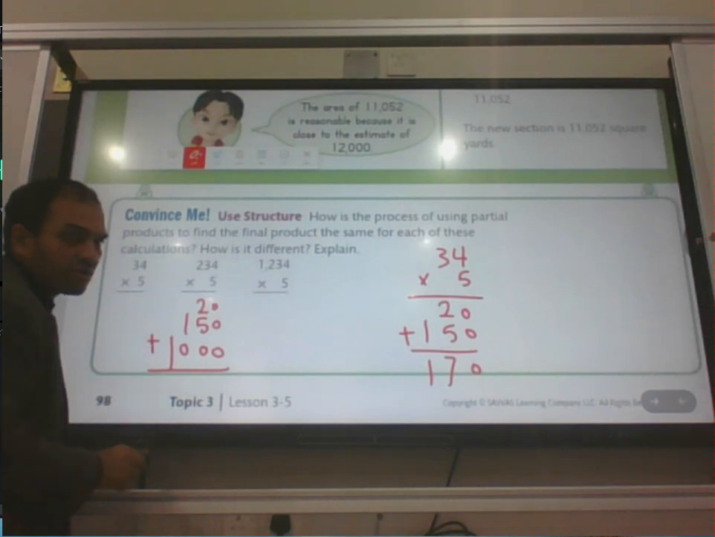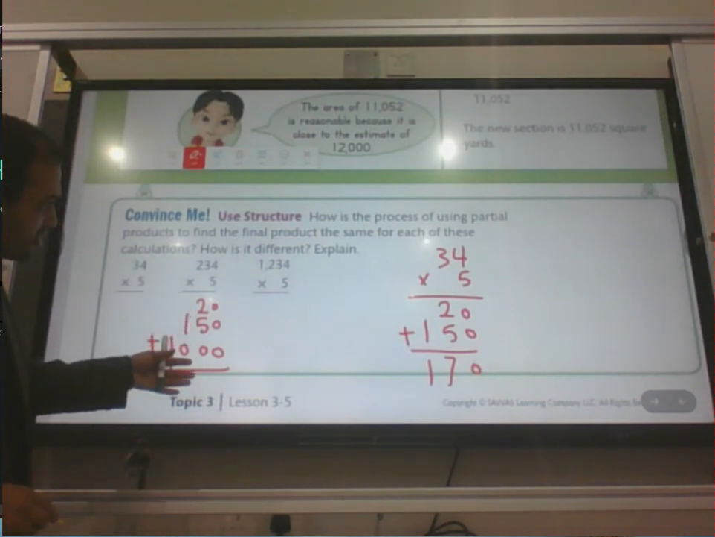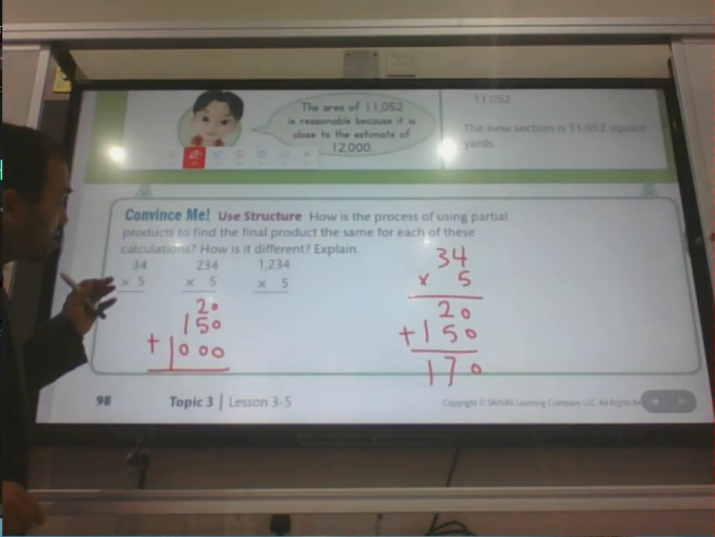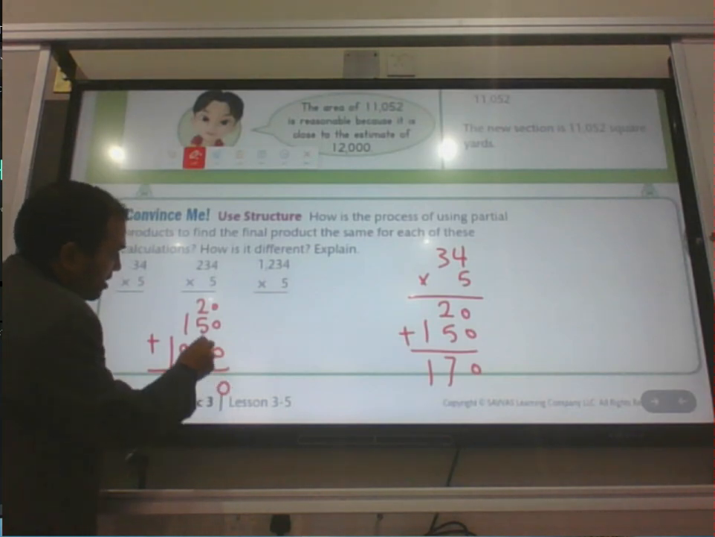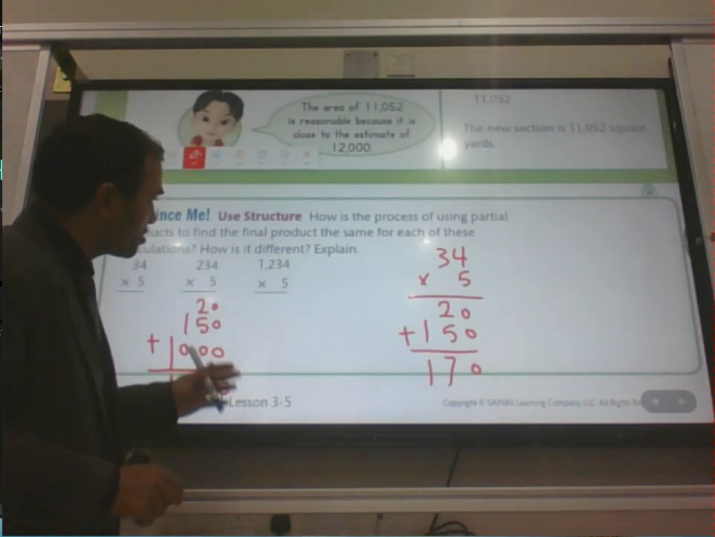And next step we can collect all the answers down. 20 plus 150 plus 1,000. Right, 0 and 2 plus 5 is 7. And that result will be 1,170.